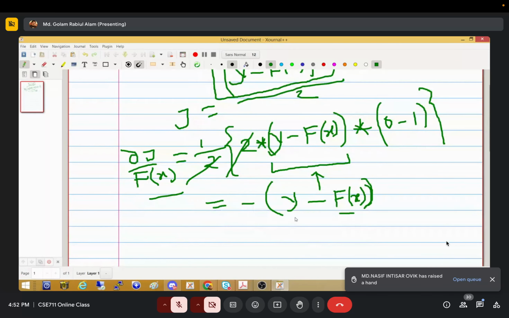You can see y minus f of x. This is the prediction, this is the original. So what can we write? This part is actually our residual.